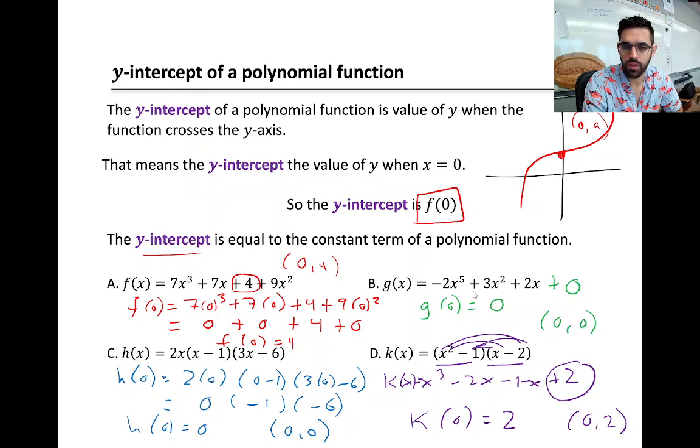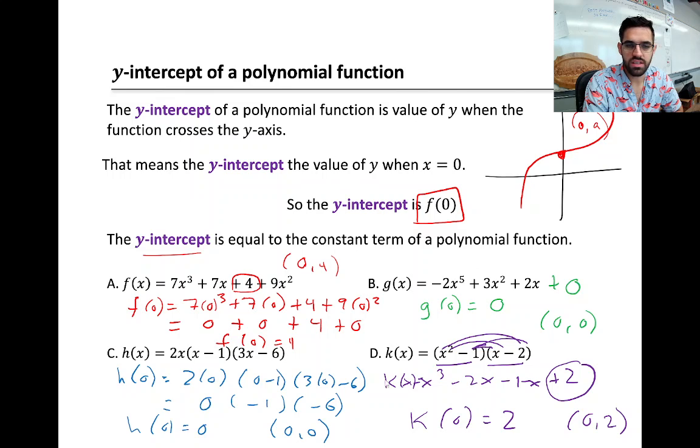Example B, we can find g of 0, and that would be the y-intercept. In this case, it's also in standard form, so I can read the constant term really easily. So plus 0 tells me that the y-intercept is 0, but also g of 0 equals 0. That also tells me the y-intercept is 0.